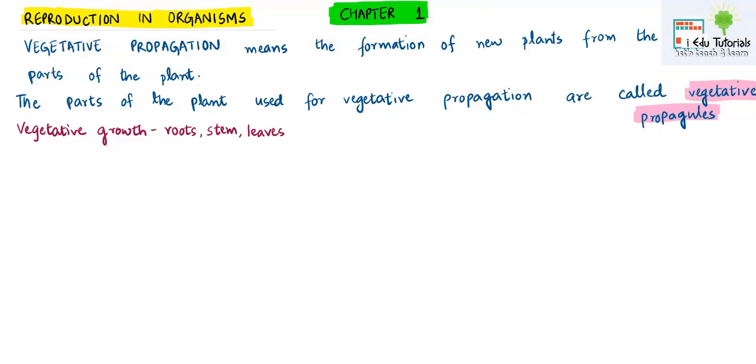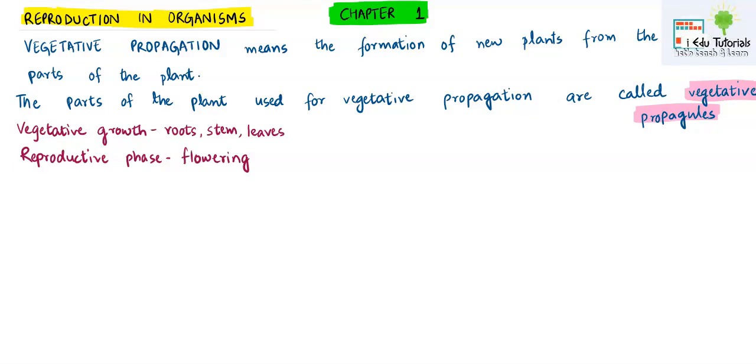So once a plant attains optimum vegetative growth, meaning optimum increase in the root, stem and leaves happens, only then does the plant enter the reproductive phase. The reproductive phase in the plant is characterized by the onset of flowering. When you observe plants with flowers, that means they are in their reproductive phase. Prior to that, enough vegetative growth should happen.